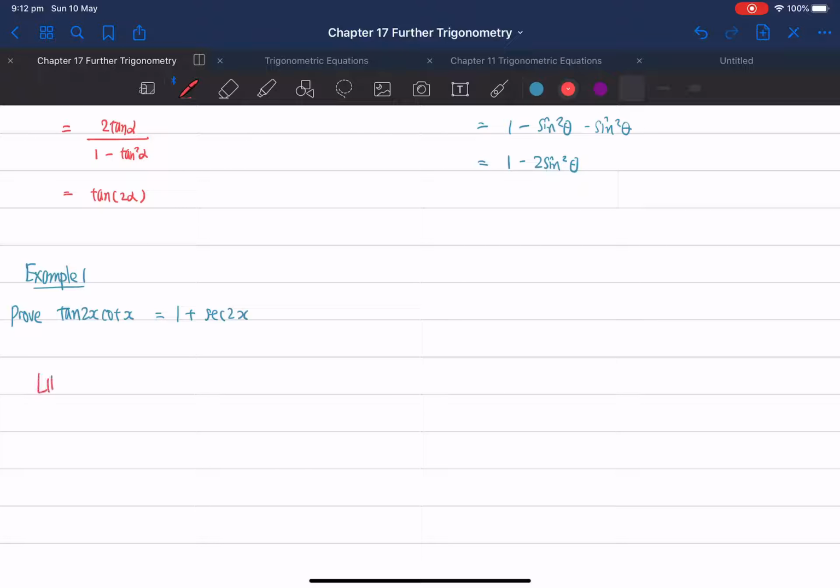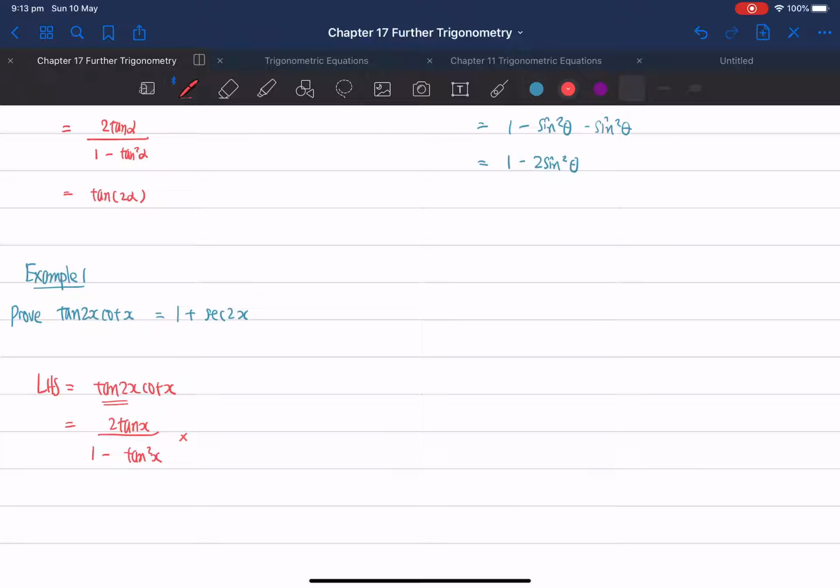So let's start from the left hand side. That becomes tangent 2x cotangent x. Alright, now the first step I'd like to do is, as you can see, that's a double angle, which is 2x. So I'd like to use the double angle formula here. I'm not really sure what value I'm going to get, but that's the only thing I can do right now. So let's use it.